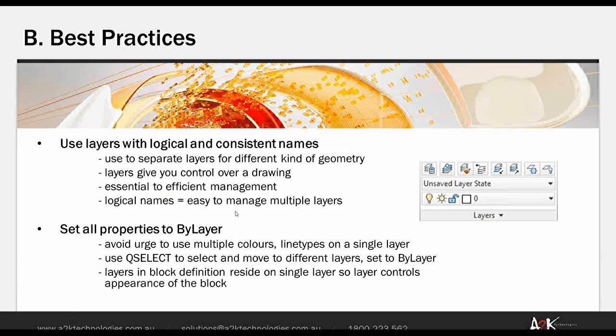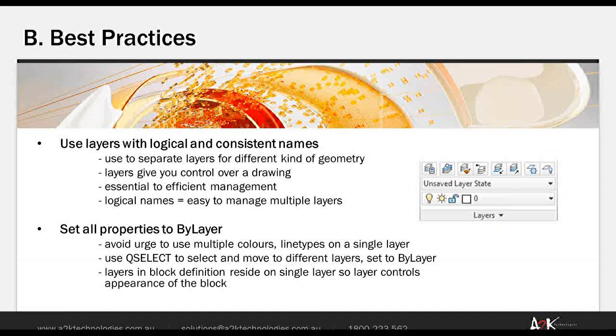If you're drawing in one drawing, and you get to the point where your models are starting to get really complex, I always recommend users, whether they're drawing in one drawing or using XREFs, that you set all your properties on your layers to by layer. So avoid the urge to use multiple colors, line styles, line types on a single layer, because once you introduce XREFs, when a drawing is referenced into another, it makes it very difficult to apply overrides to the layers if you've done individual modifications to each single layer.